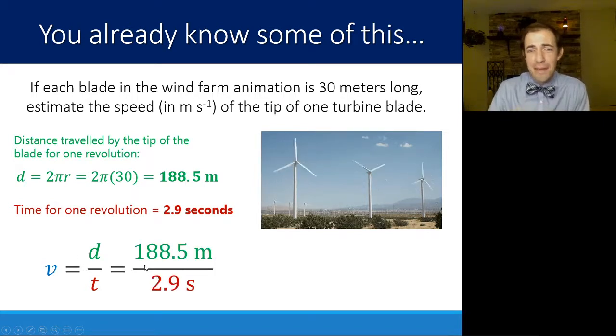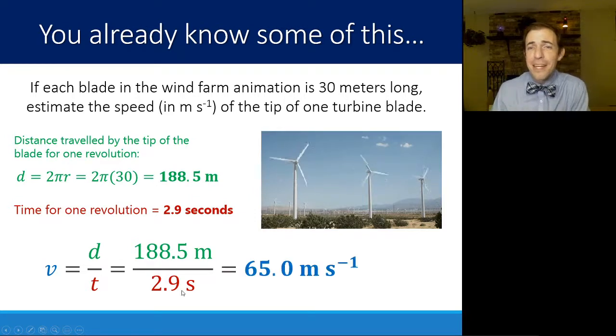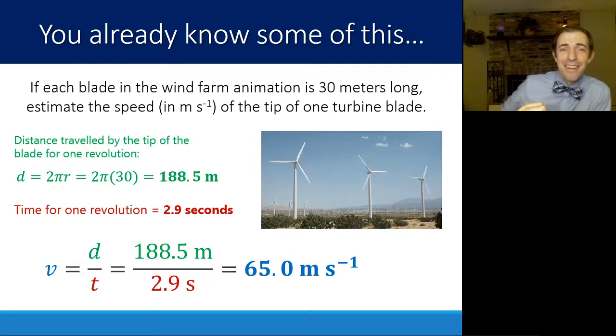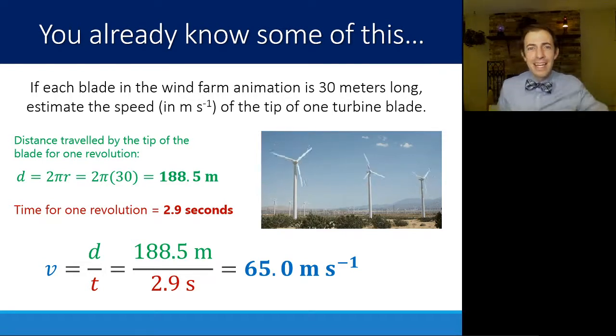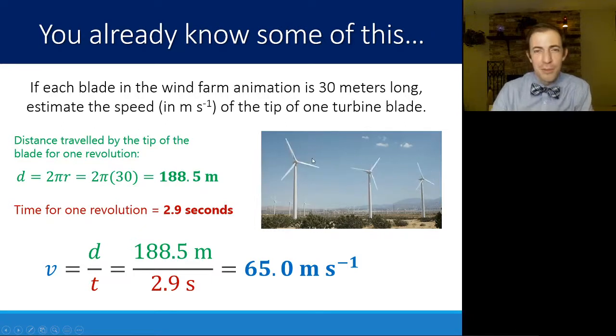188.5 meters divided by 2.9 seconds. And we get that the blades are traveling about 65.0 meters per second. That's crazy fast. And that's just at the very tip of the blade. It is not moving that fast in the center. The tip is moving much, much faster.